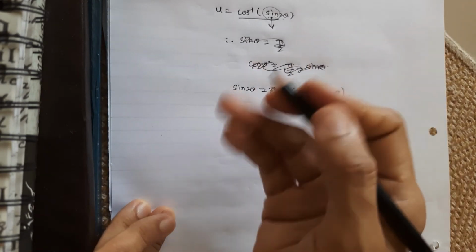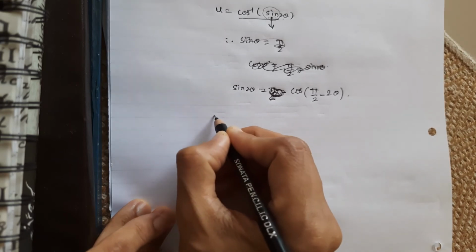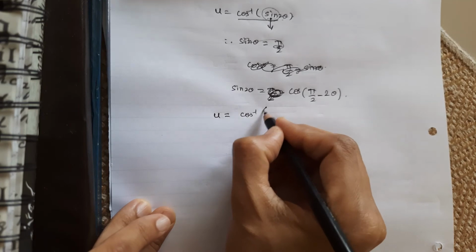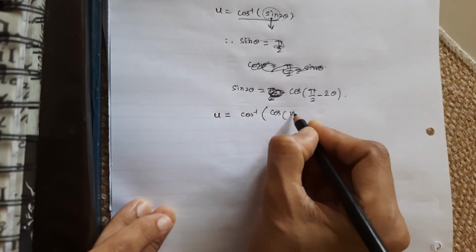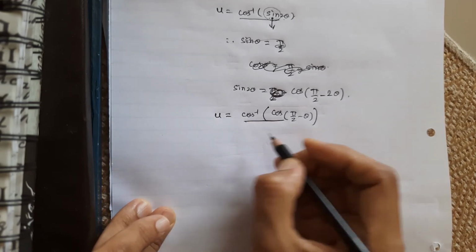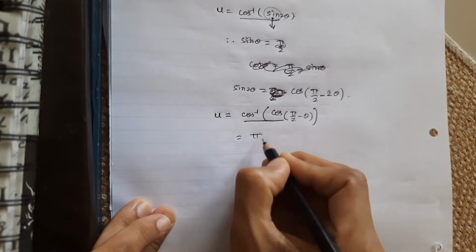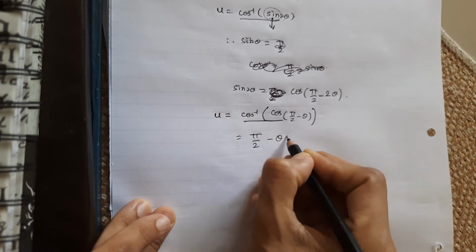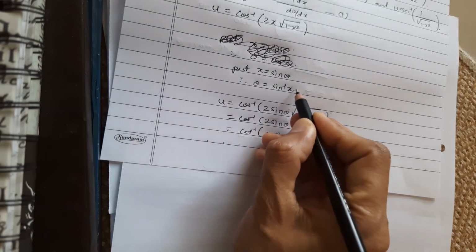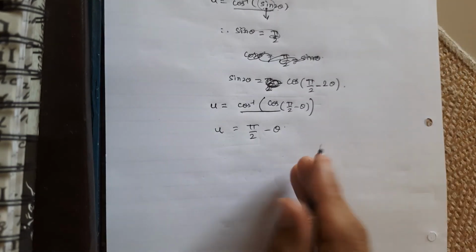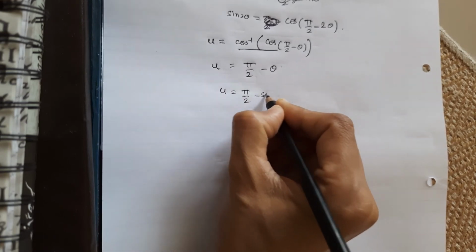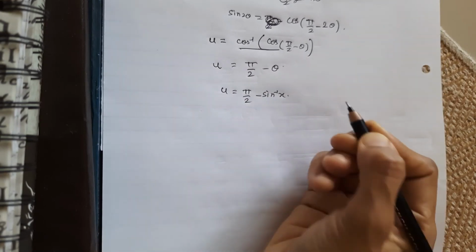Okay. These all formulas are from trigonometry, so just go and repeat the lecture if you have any confusion. So cos inverse of cos of pi by 2 minus 2 theta. Now this gets cancelled, so I get u as pi by 2 minus 2 theta. Okay, but from substitution, this theta is nothing but sine inverse of x, so I am just substituting it here. So u I get as pi by 2 minus 2 sine inverse of x.